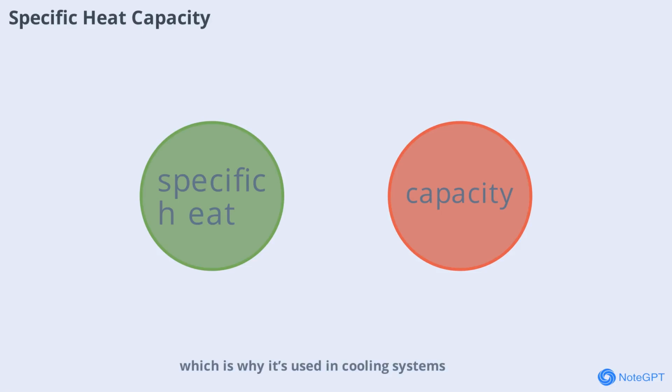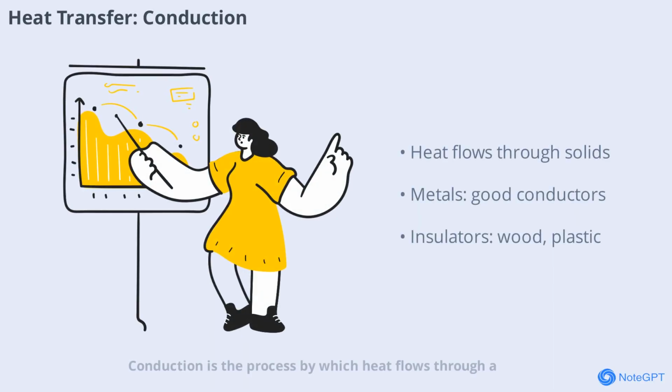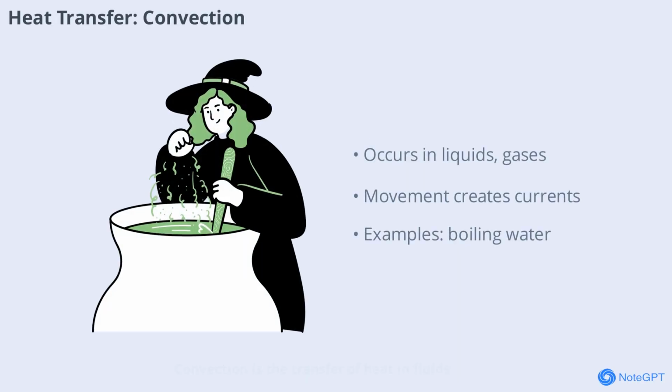Conduction is the process by which heat flows through a solid material from the hotter end to the colder end. Metals are good conductors of heat, which is why cooking utensils are often made of metal. In contrast, materials like wood and plastic are poor conductors, making them good insulators. Understanding conduction helps explain everyday phenomena, like why a metal spoon feels cold at first but warms up in hot soup.